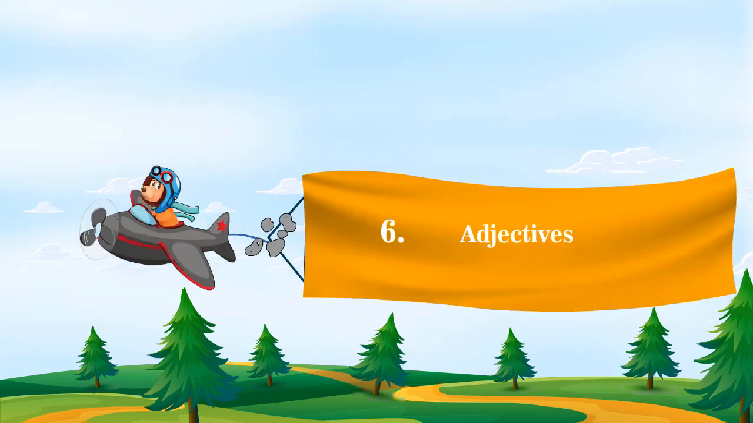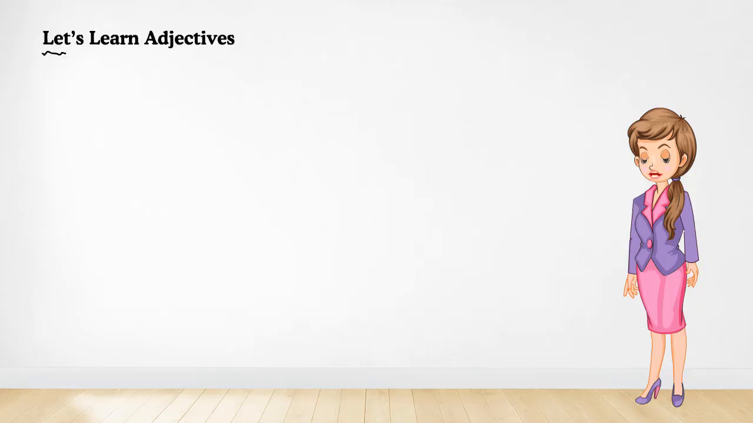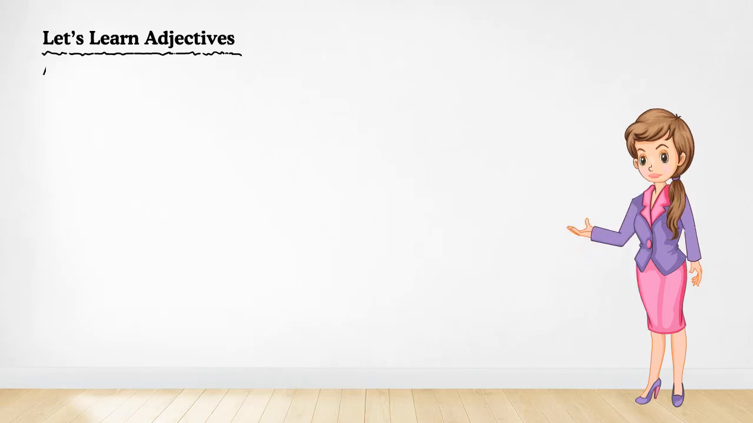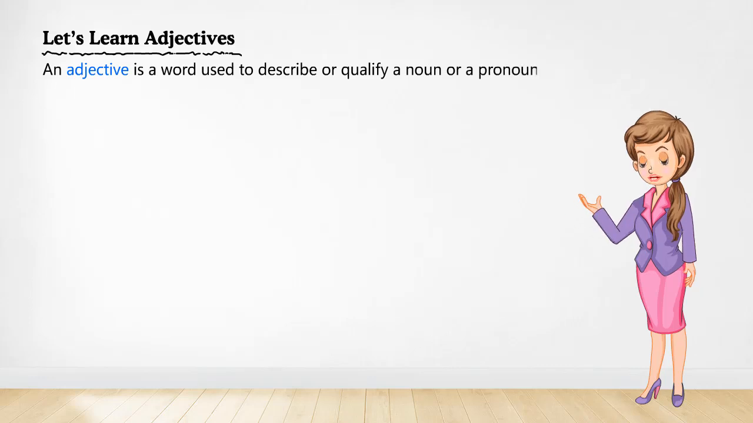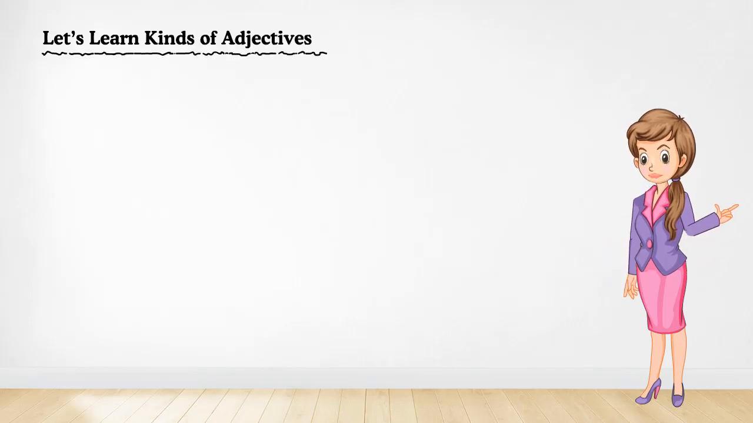Chapter 6. Adjectives. Let's learn adjectives. An adjective is a word used to describe or qualify a noun or a pronoun. Let's learn kinds of adjectives. There are different kinds of adjectives.